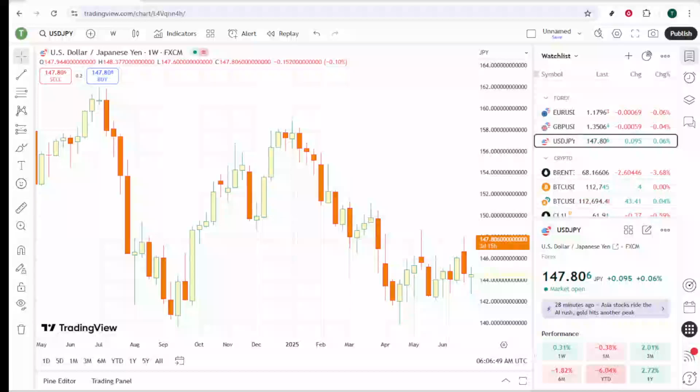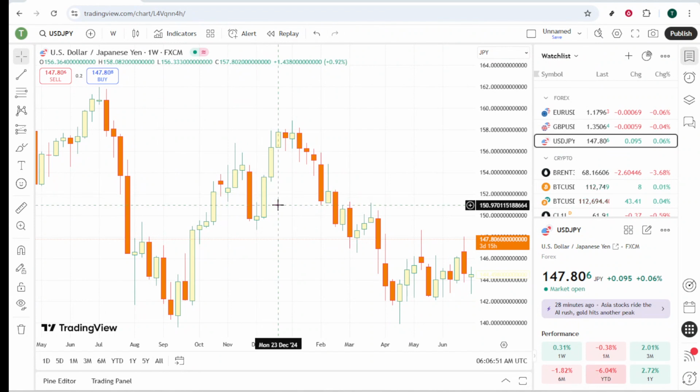In today's video, I'm going to teach you what TradingView is all about and why you need it. If you're stepping into the world of trading and financial markets, you've probably heard of TradingView. This powerful platform is not just another charting tool, it's an entire ecosystem designed to enhance your trading experience.